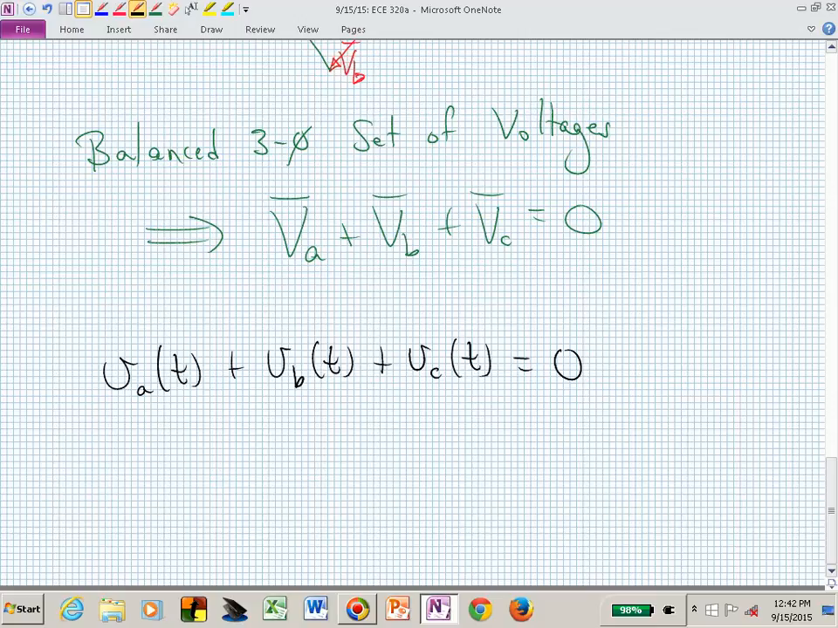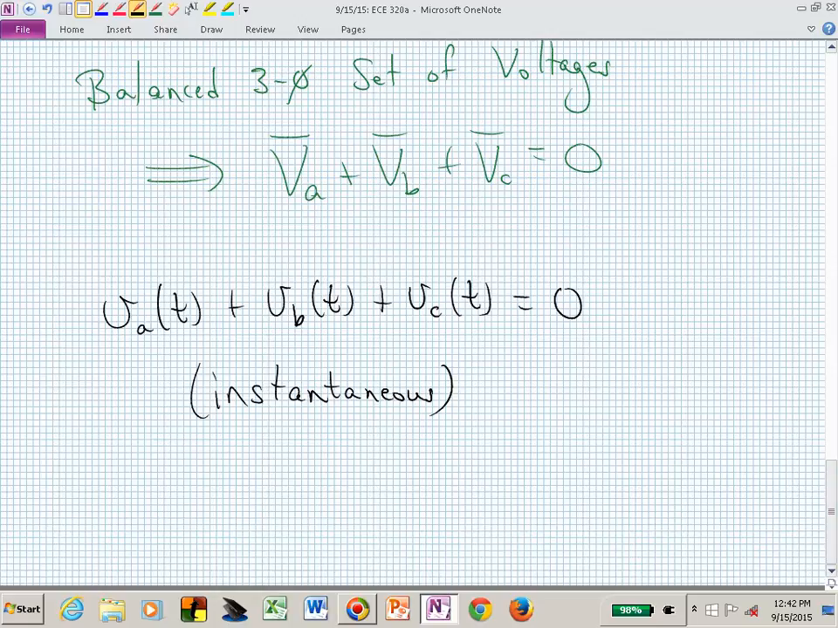Whoops, why did I give you the answer? V sub A plus V sub B plus V sub C is equal to 0. Do you see that connection? If the phasors give you 0, then for all time, if it's balanced, those three instantaneous voltages, if summed together, would give you 0. And we are going to use that a little bit later when we start deriving the single phase equivalent.